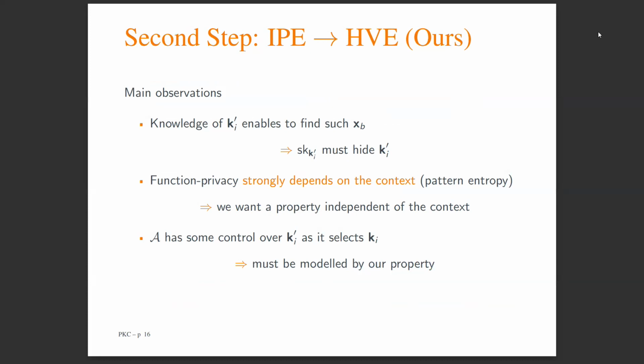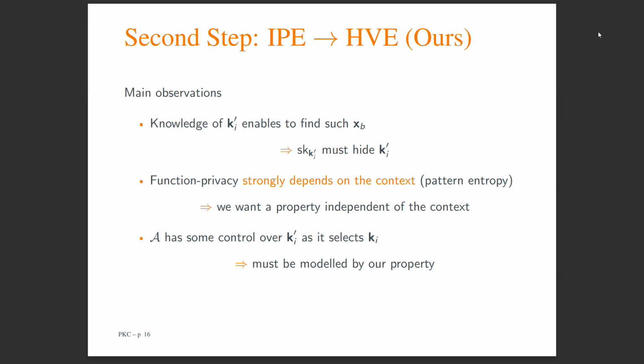So it looks like the notion of function privacy. But the problem with function privacy in a public key setting is that an adversary can always perform some exhaustive search to recover the value K prime. So it means that we cannot at best rely on the mean entropy of the pattern set. And so this means that this property depends on the context. And this is something we would like to avoid.